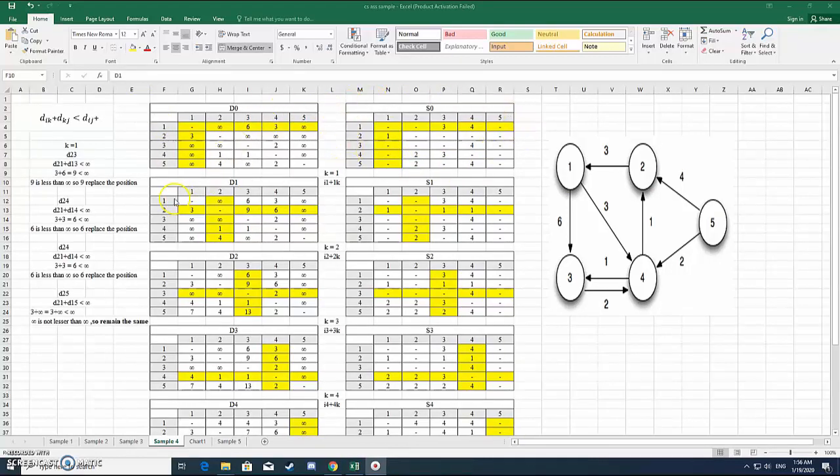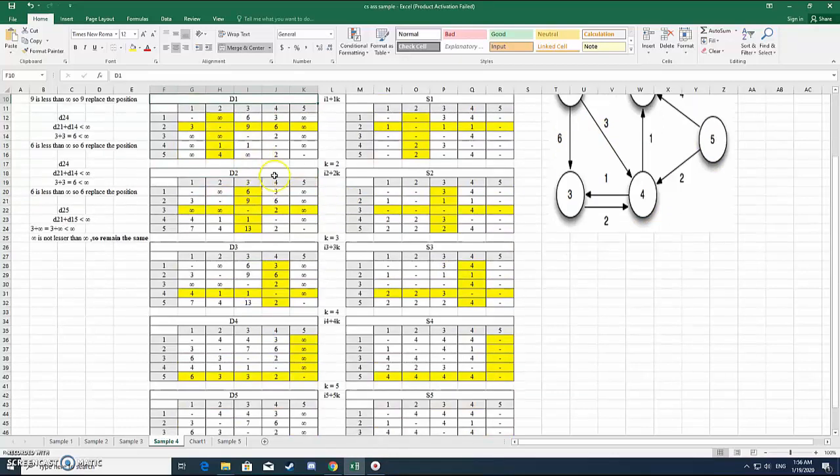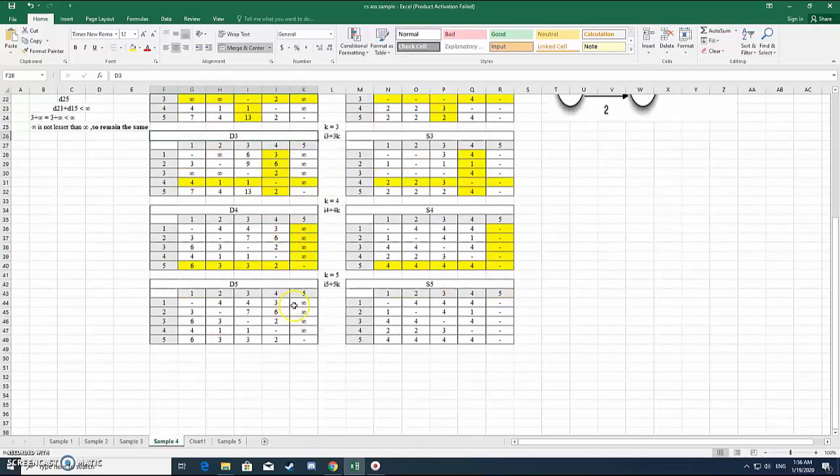Now we are going to do the D1 and S1 tables. The number of iterations depends on the diagram. In our diagram we have 5 nodes: 1, 2, 3, 4, 5. So we need to do 5 iterations here: 1, 2, 3, 4, 5.